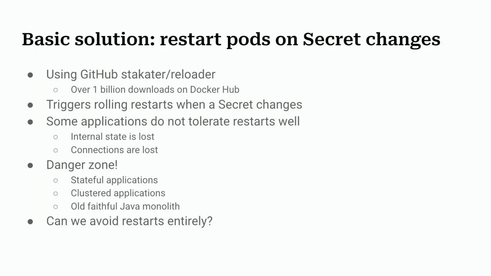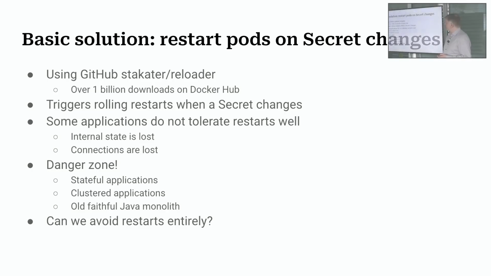So the basic solution, which is as popular as hamburgers because it has over 1 billion downloads on the Docker Hub, is the Stakater Reloader, which will look at the annotations on your pod, and then determining those, it will trigger a restart when a watched secret changes. So with this approach, we are able to trigger a restart when the certificate is updated.